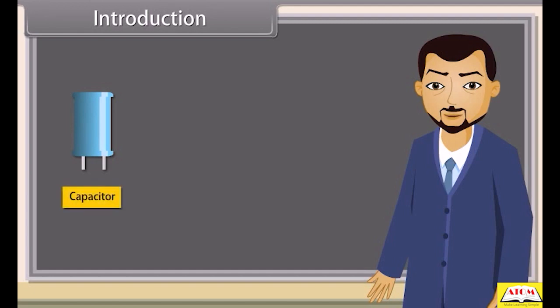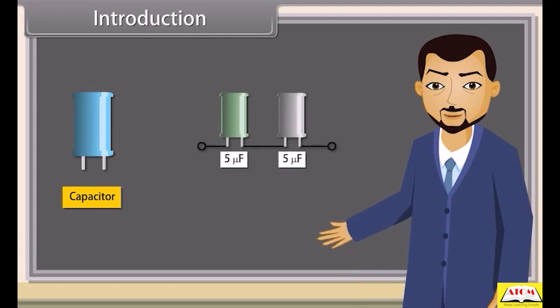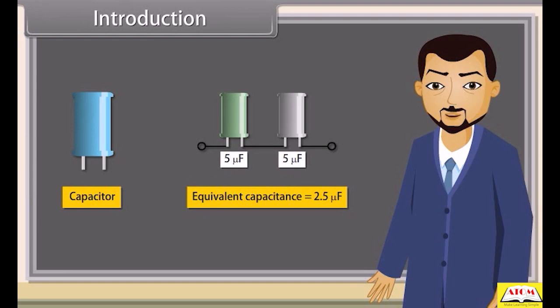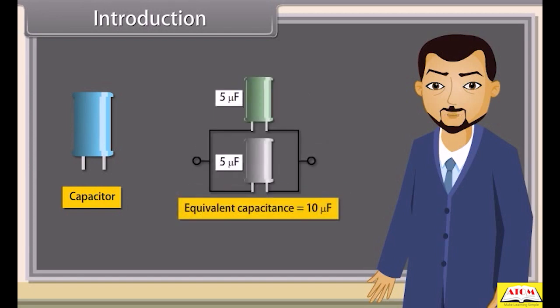This is a capacitor. It is used to store the electric energy. Now, I am taking two capacitors of 5 microfarad and making combinations from these. The equivalent capacitance value in this case is 2.5 microfarad. The equivalent capacitance value in this case is 10 microfarad.